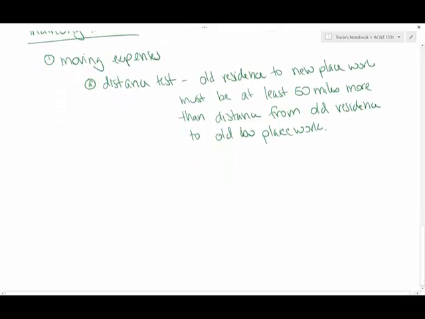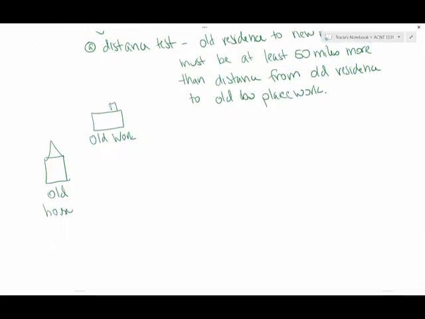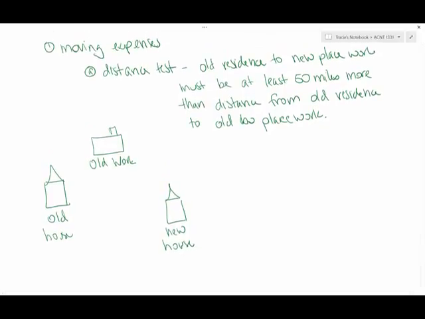Okay, I think it's helpful to draw a diagram so we understand this. So let's say that here is their old house. And here is their old work. And let's say here is their new house. And let's say that here is their new place of work.